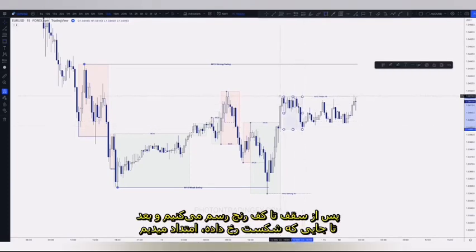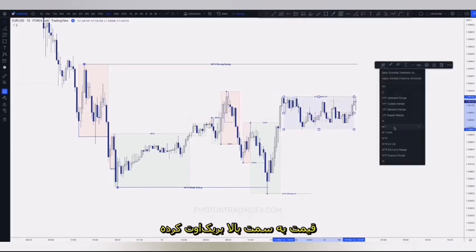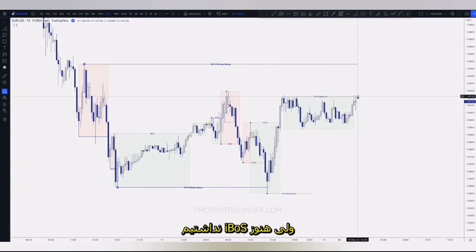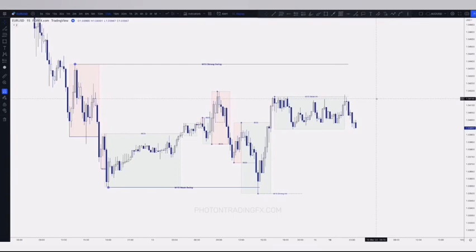So for me, if you draw it from the high to the low of the range, we drag it across to where price breaks out of it. It breaks out to the upside. So that would be your medium time frame, so M15 demand range, right? But we haven't had an IBOS yet, okay? So let's move this along, okay?